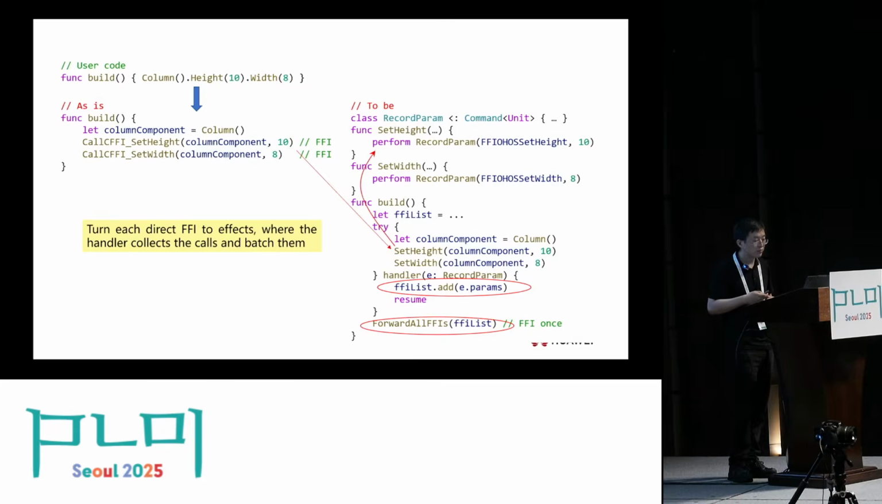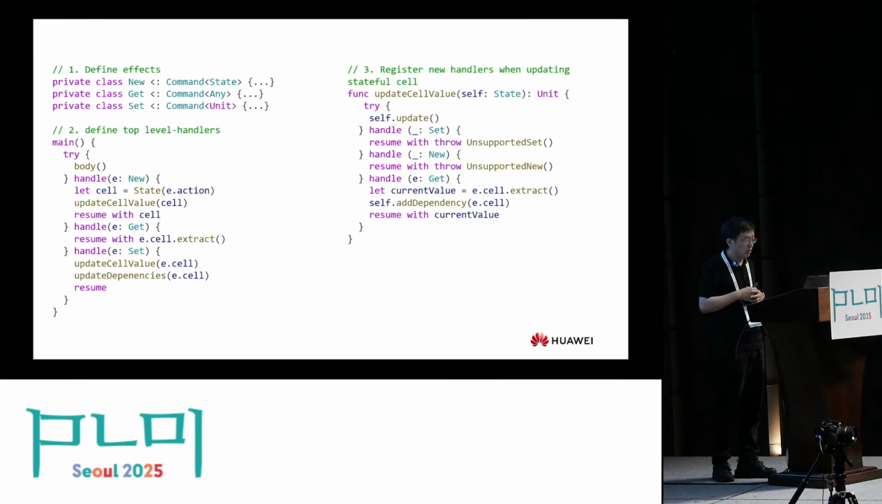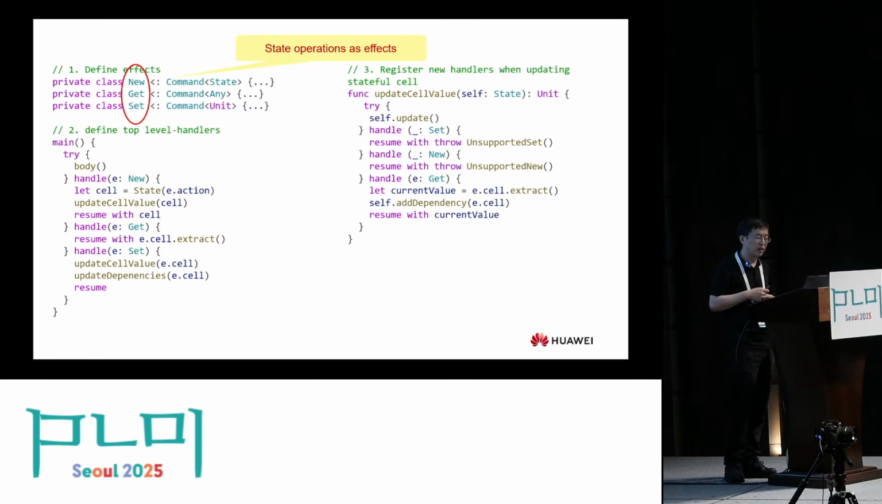Okay. So the next application is to use effect handlers to do some kind of reactive state programming in the UI framework. So UI state changes require querying the UI tree to identify and update these dependent properties. So then to do this, we define these state operations as effects.